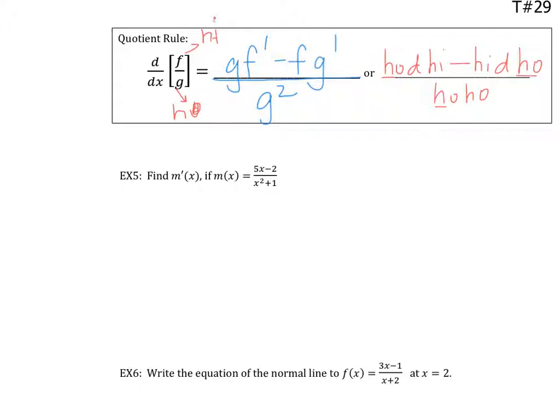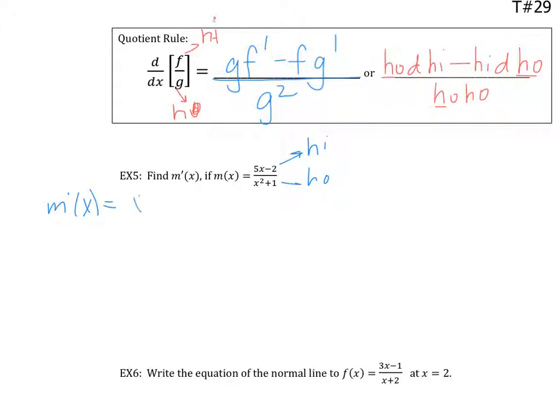So let's do m of x. But if you like to say low better, so you can remember which one is high and which one is low, that's fine. Let's try this one. So this derivative, m prime, I literally say, here's my high, there's the ho, and let's go.